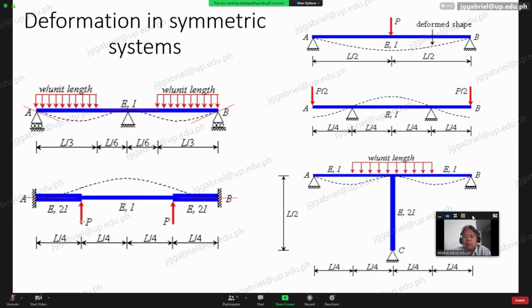Okay, so symmetrical din yan. This one also is symmetrical. And then this is symmetrical. So you'll notice if you have a symmetrical system, your deformation should also be symmetrical.